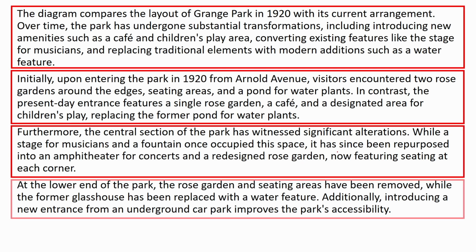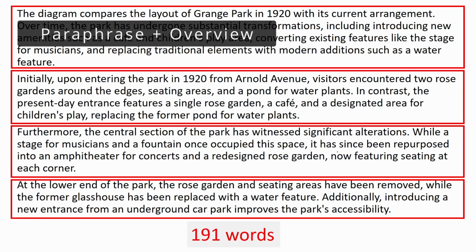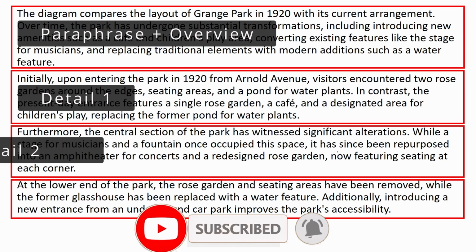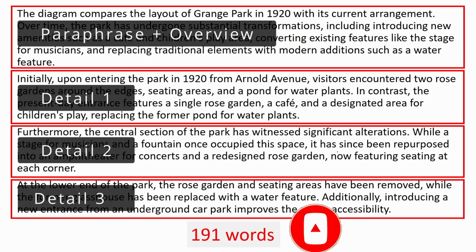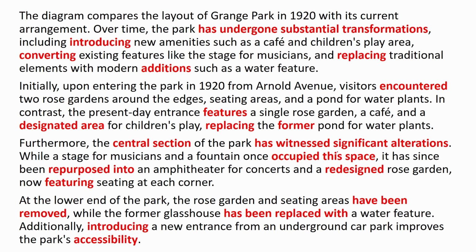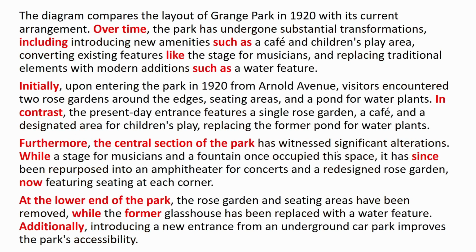Alright, I wrote 191 words for this essay and I organized it in paragraphs. In my first paragraph, in my introduction, I simply paraphrased the statement and added the overview. And in the next 3 detailed paragraphs, I described the changes in a logical manner. I decided to start from Arnold Avenue, and then the center, and then the first entrance at the bottom. In this slide, you can find some of the words that I used to describe the changes. And in the next one, you will find some of the connectors I used to connect my sentences.